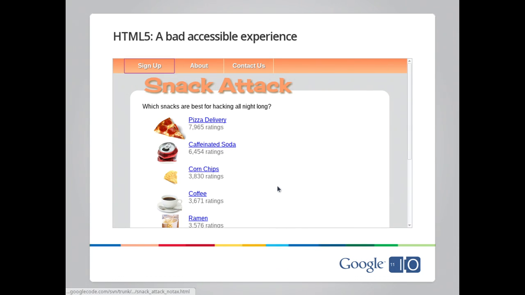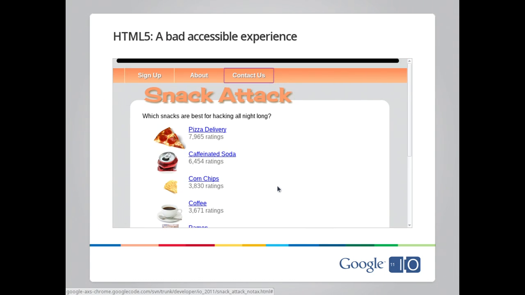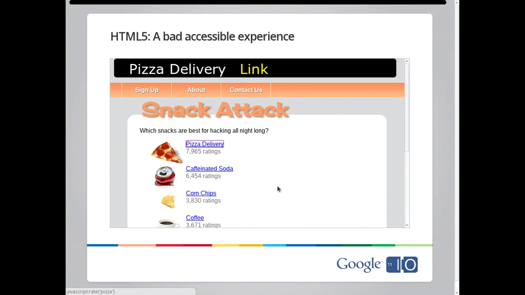Sign up, link. About, link. Contact us, link. We can turn on the lens to see exactly what it's saying. Pizza delivery, link. Caffeinated soda, link. So let's suppose that I want to click on one of these.